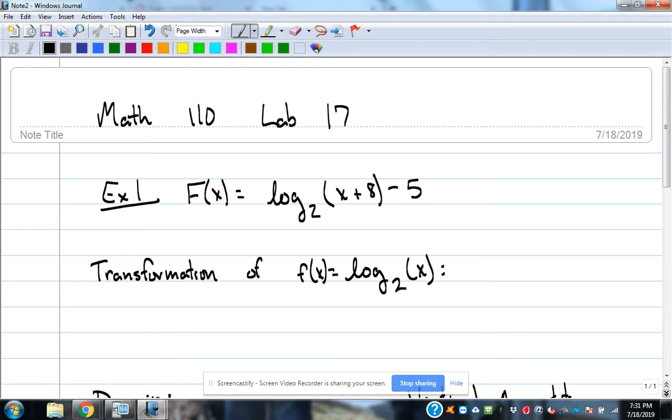So here's our logarithmic function that we're going to look at: f of x is equal to log base 2 of (x plus 8) minus 5. We want to discuss what's going on with that graph, so let's first graph that function.